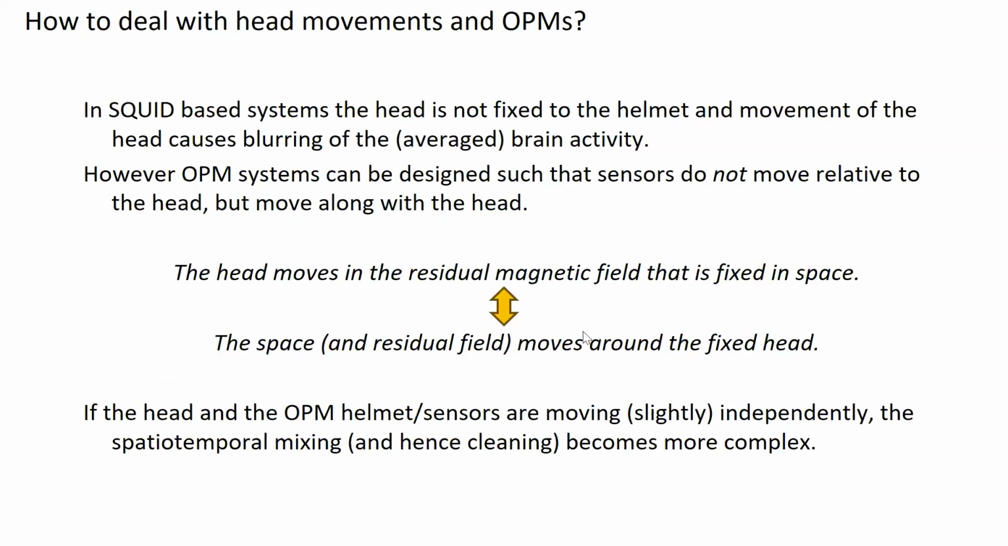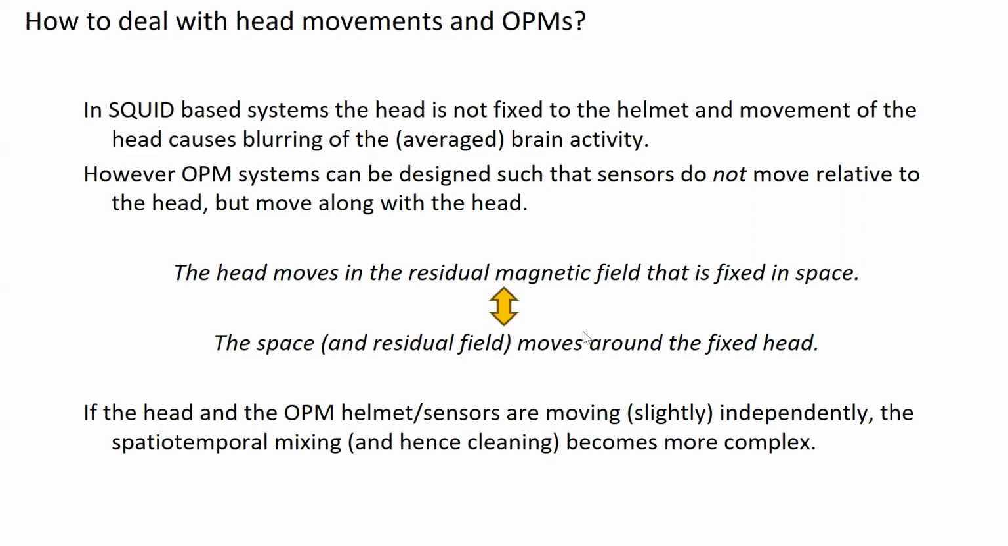With OPM, we have head movement, and in squid-based systems, the head is not fixed to the helmet, and movement of the head inside the helmet causes blurring of the average brain activity over trials. However, OPM systems can be designed such that the sensors do not move relative to the head, but move along with the head. And that's where some also already mentioned. We have, on one hand, we can say, well, the head moves together with the sensors in the residual environmental field, which is fixed in space. But from the data cleaning perspective, we can also say it's the space that moves around the head.